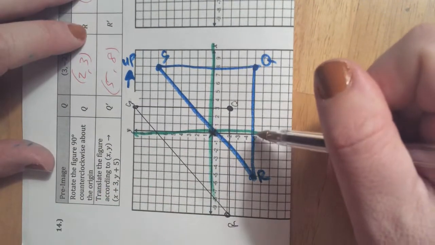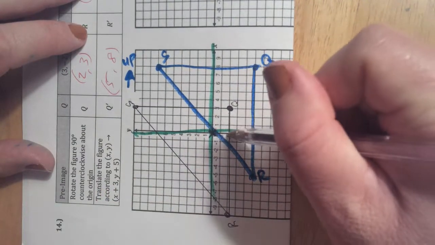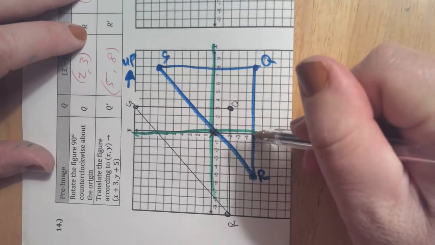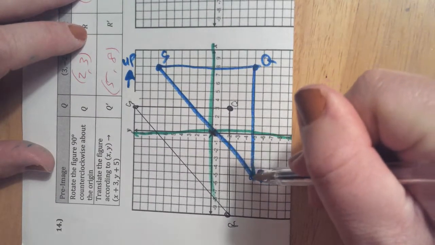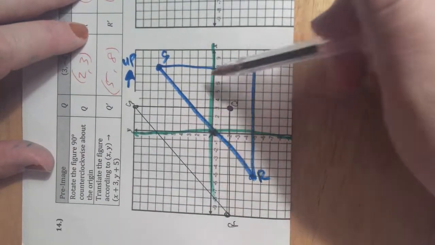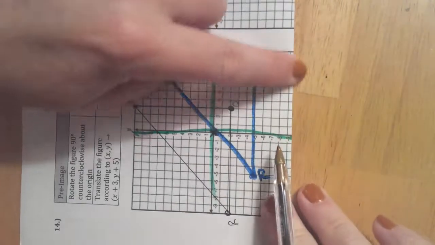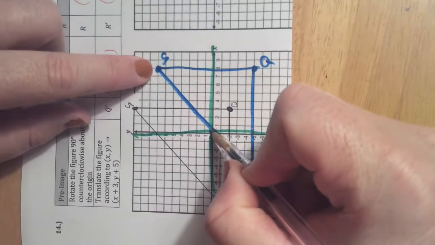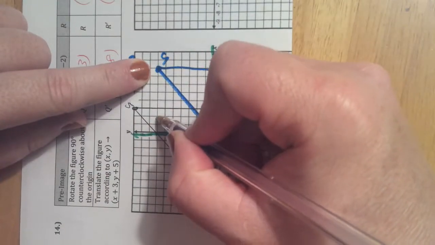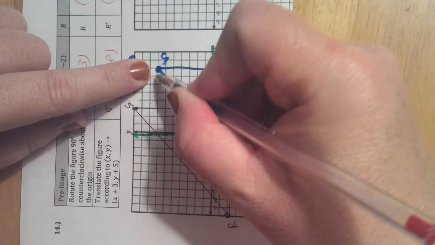Okay, your R is 1, 2, 3, 4, 5. So that's positive 5. And then negative 1, 2, 3, 4, 5. Negative 5. So positive 5, negative 5. And then your S. Make sure you count your hops. We have 1, 2, 3, 4, 5, 6. Negative 6, positive 1, 2, 3, 4, 5, 6, 7, 8.